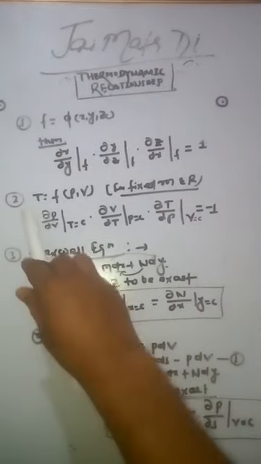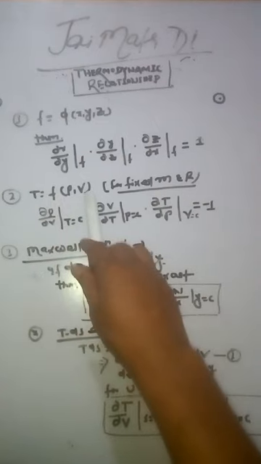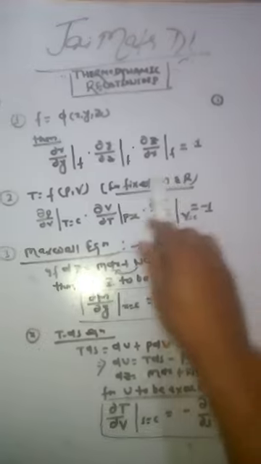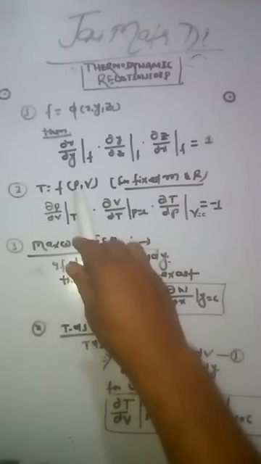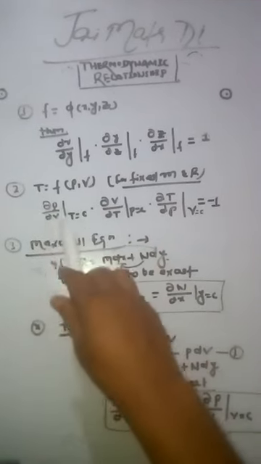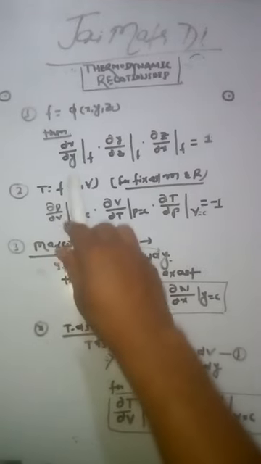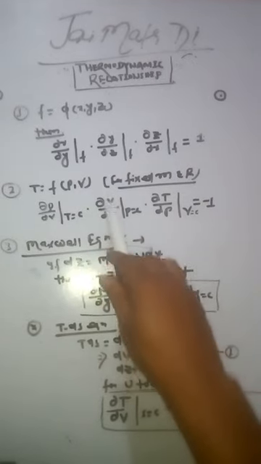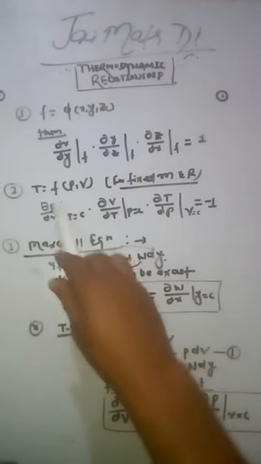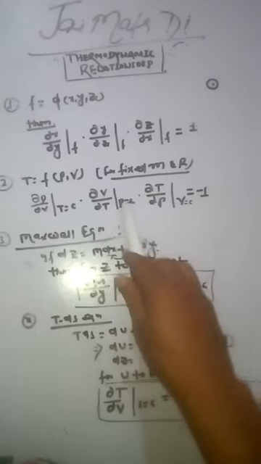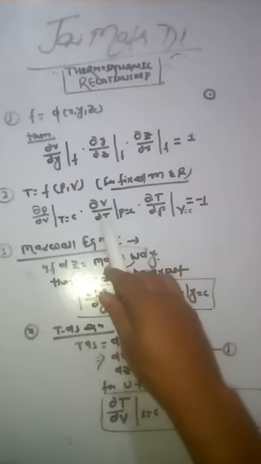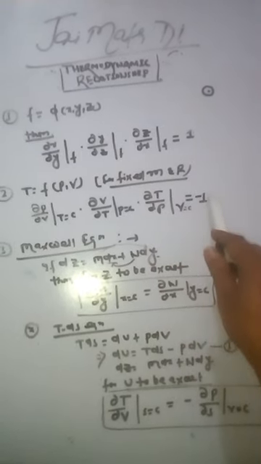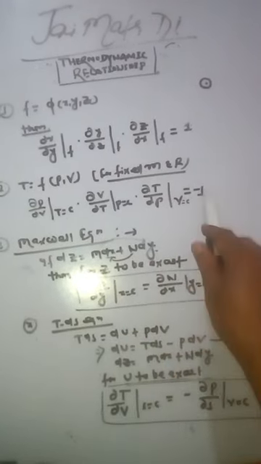Next equation: if temperature is a function of pressure and volume. As you know, PV is equal to mRT. For fixed m and R, temperature is a function of pressure and volume. In that condition, del P by del V at constant temperature, into del V by del T at constant pressure, into del T by del P at constant volume, is equal to -1. The product of all three terms will be equal to -1.